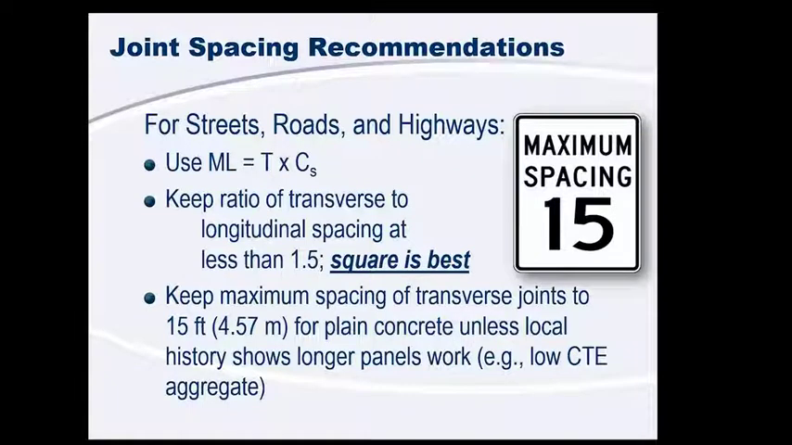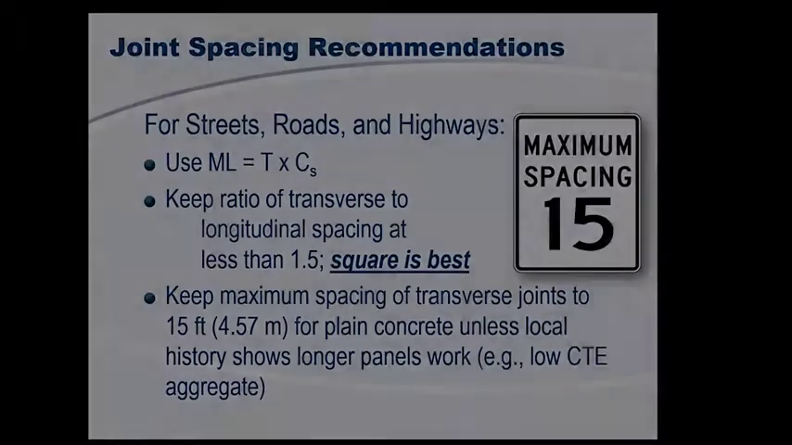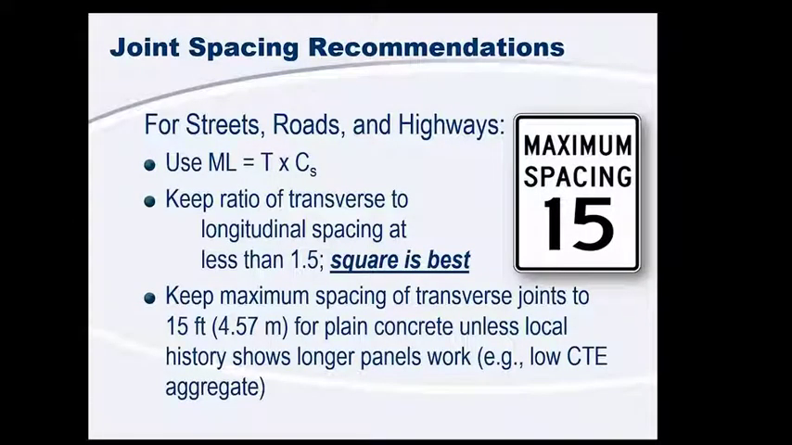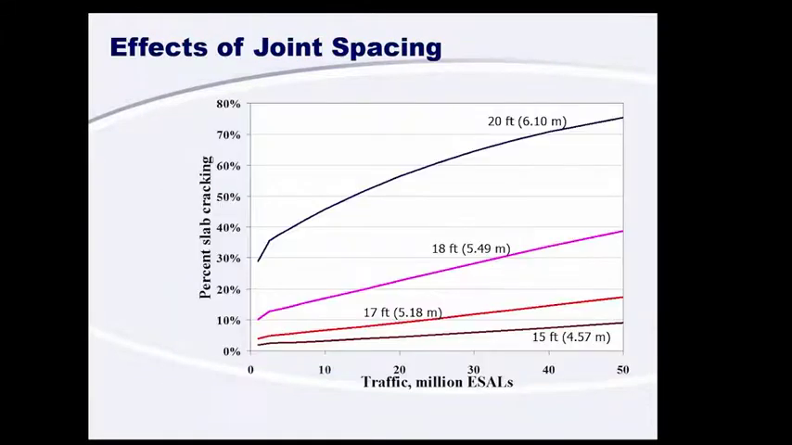What we found in the field is that square actually does work best, but obviously that's not always practical for what we're trying to pave. And our rectangular joints actually work pretty well. In some areas, we actually have seen that longer joint spacings do work, especially when they have a good handle on their materials. If they're using a low coefficient of thermal expansion aggregate, that'll lead to less shrinkage and better performing joints. Iowa is one state that has done this a lot. They've been known to use 18-foot joint spacings quite often and gotten good performance out of them.